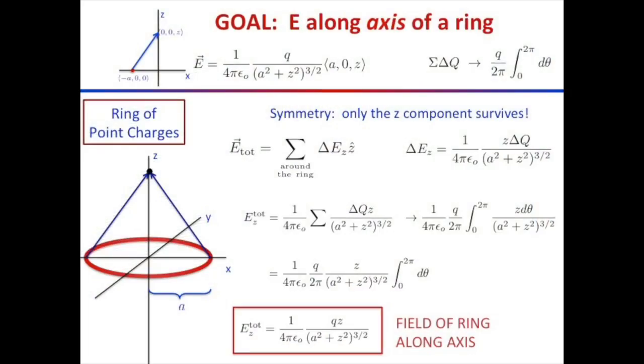So this 2 pi here cancels that 2 pi. And altogether, I get 1 over 4 pi epsilon naught, Q comes down, there's the z, 1 over A squared plus z squared to the 3 halves. That's the field of a ring along the axis. And we know, of course, that that's pointing in the z hat direction. Do you have any questions about how that went?